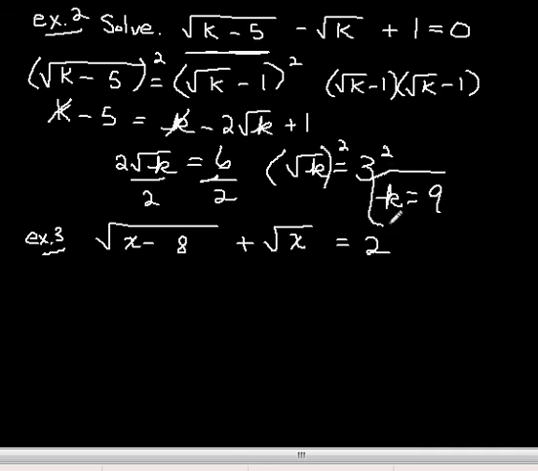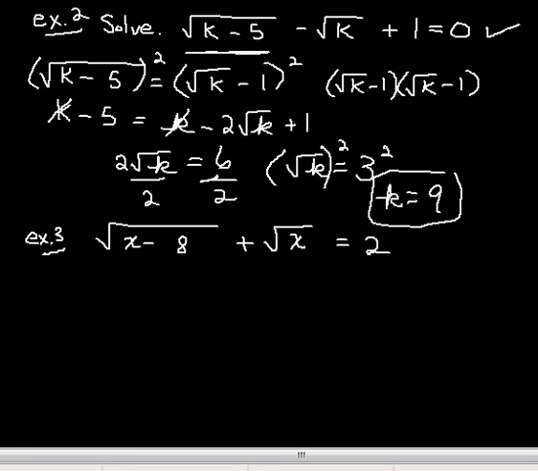And like I said, you have to check these kind of problems because they can give you some false answers. So if we put the 9 back in, we would get 9 minus 5 is 4. Square root of 4 is 2. Minus the square root of 9 would be 3. So 2 minus 3 would be negative 1 plus 1 equals 0. So that does check, so this is the correct answer.